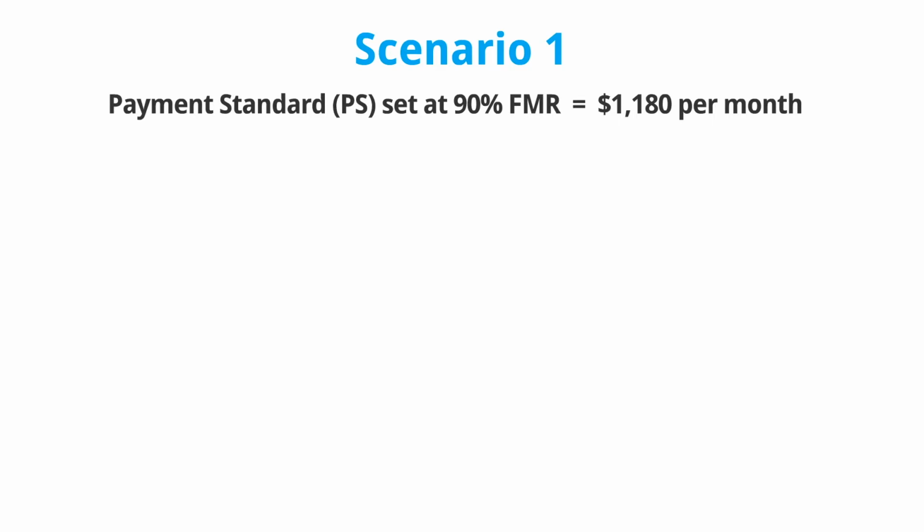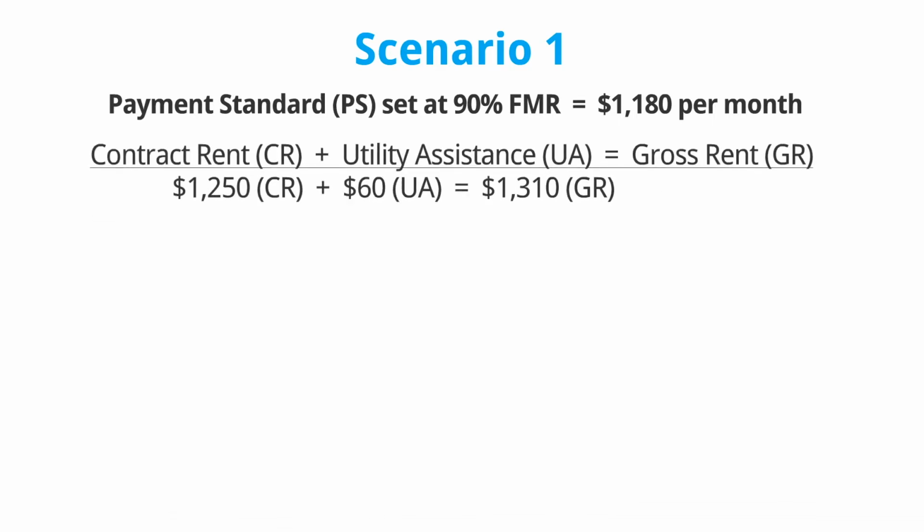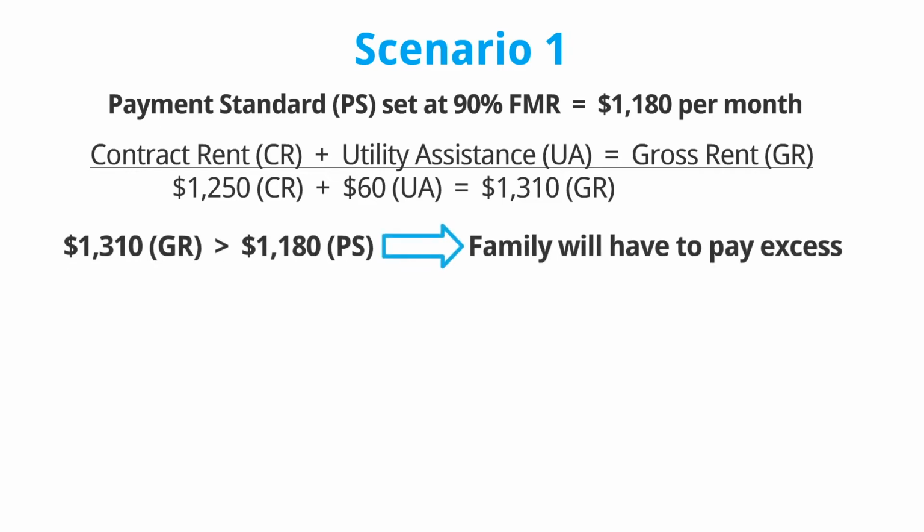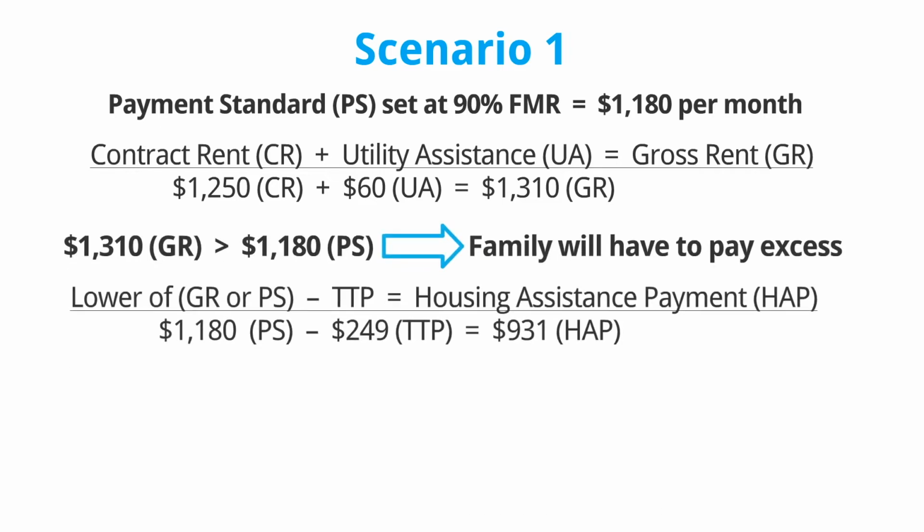In the first scenario, the payment standard is set at 90% of FMR, or $1,180 per month. A family finds a 2-bedroom unit to call home with a contract rent of $1,250 and a utility allowance of $60 per month, bringing the gross rent to $1,310. The PHA will then take the lower of the gross rent, $1,310, or the payment standard, $1,180, to calculate the housing assistance payment, which in this case is the payment standard.